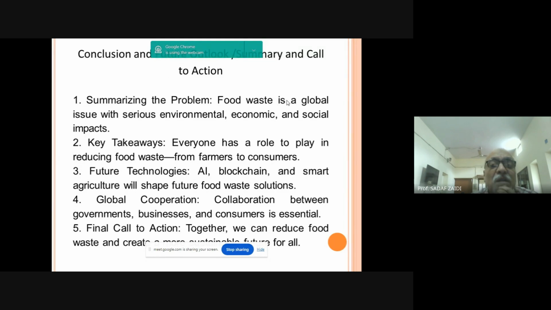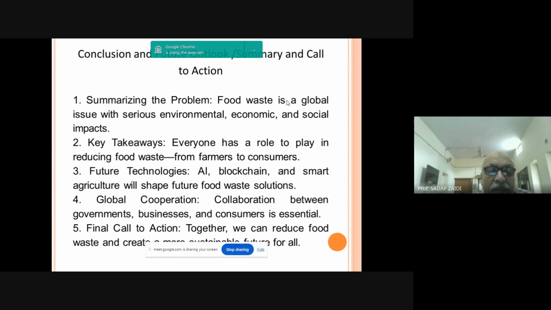So this is the conclusion of this part, that food waste is a global issue with serious environmental, economic, and social impacts. Everyone has to play a key role in reducing food waste, from farmers to consumers. And when we are talking of food waste, especially, we have a great responsibility as consumers. Then future technologies, we have to utilize future technologies like artificial intelligence, blockchain technology, smart agriculture, to find solutions for the food waste problem.